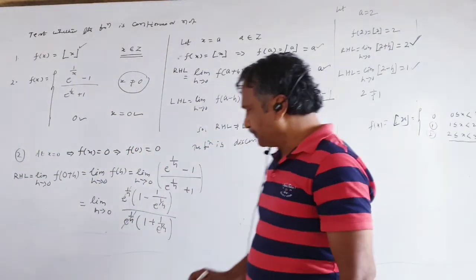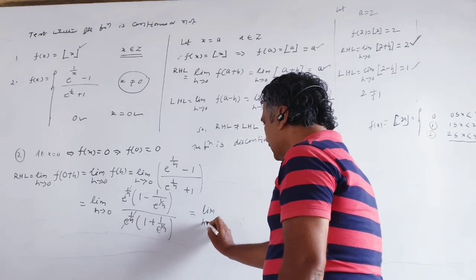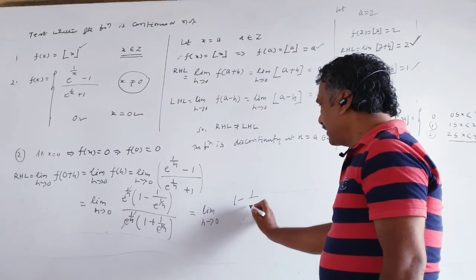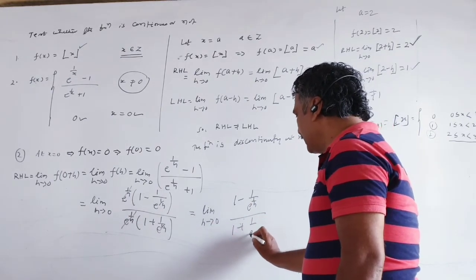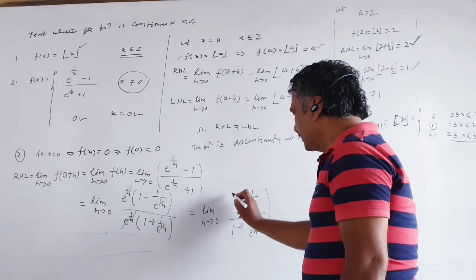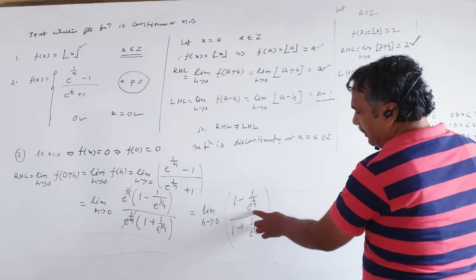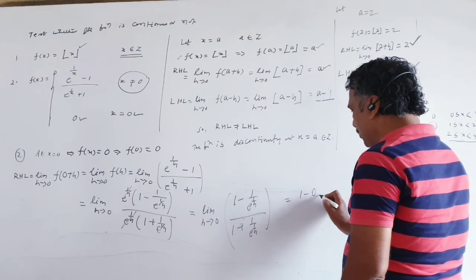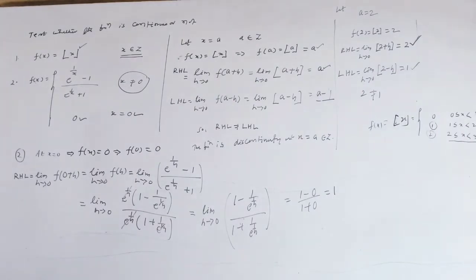Now next one is limit h tends to 0 of (1 minus 1 by e to the power 1 by x) divided by (1 plus 1 by e to the power 1 by x). Okay. When x tends to 0, 1 by 0 is infinite, e to the power infinite is infinite, 1 by infinite is 0. So this part equals (1 minus 0) by (1 plus 0) equal to 1. Okay. Now this is the right hand limit.